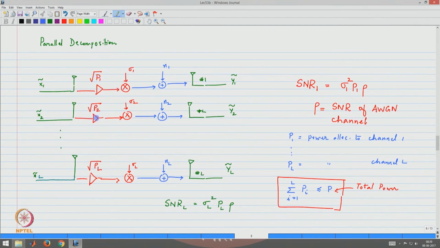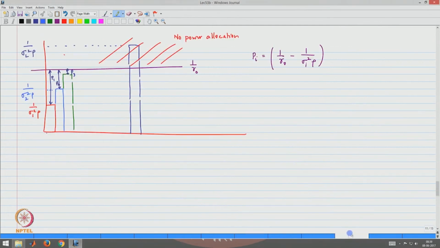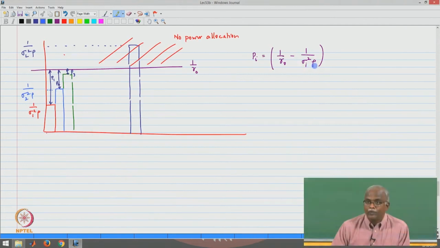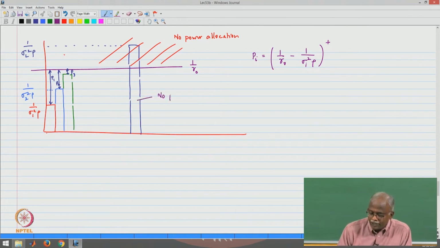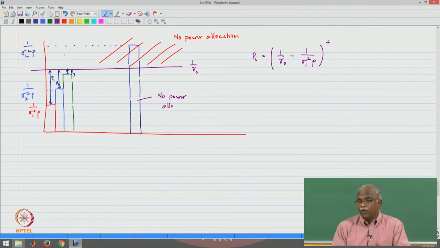We are going to allocate power to each of these. Now, based on the water filling strategy, if the ratio that we have just now discussed, 1 by sigma i squared rho, exceeds the threshold, then we get a power allocation because of the plus sign at the top. We find that there is no power allocation for those channels. So, for example, there is no power allocation here. But for those channels which fall below the 1 by gamma naught threshold, we get the power allocation based on this.